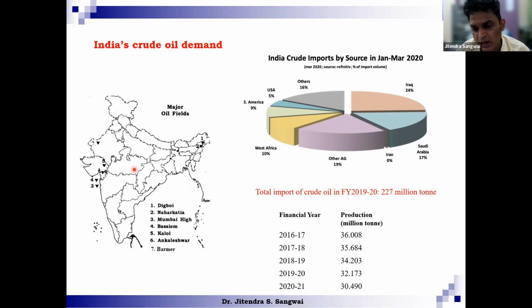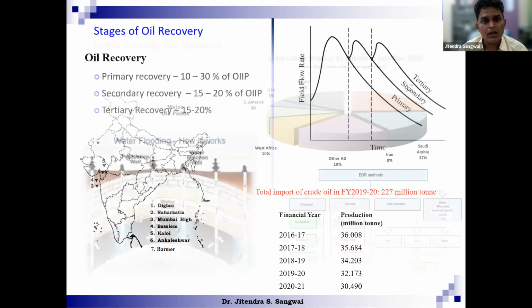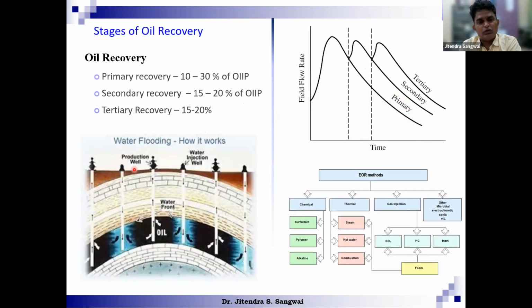And increasing recovery by 1% to 2% from these reservoirs is still a highly economic incentive for the oil and gas industry, because we are talking about millions of barrels of oil production from these reservoirs. So any reservoir undergoes three primary mechanisms: primary recovery, secondary recovery, and tertiary recovery.